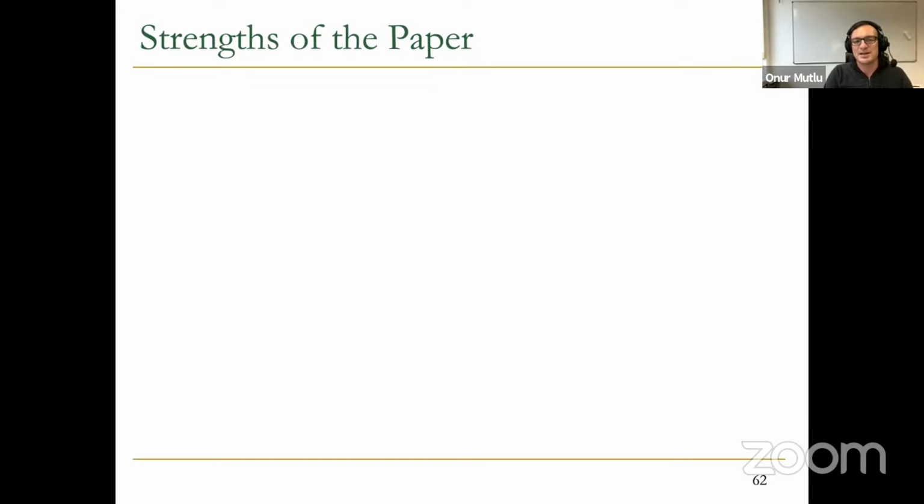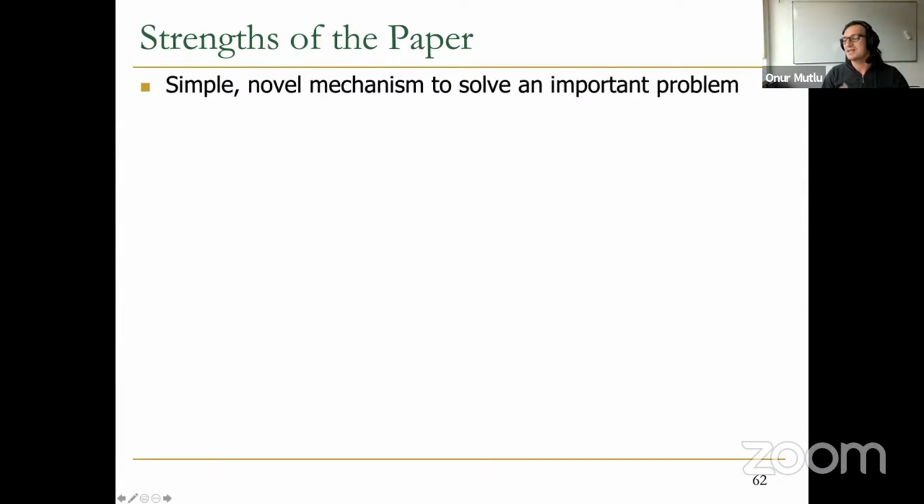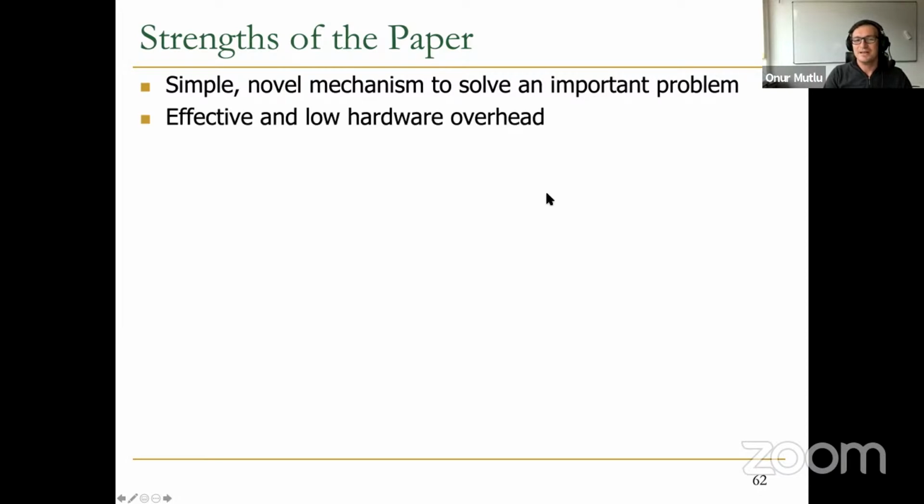Strengths are also ordered in terms of importance. The most important strength comes with the conceptual novelty, so the idea. This is a simple, novel mechanism to solve an important problem, in my opinion. It's effective and it leads to low hardware overhead. It's an intuitive idea, in my opinion. Hopefully you agree with that. It's actually surprising that no one has proposed something like this. I will mention that later on, but no one has actually proposed something like this.